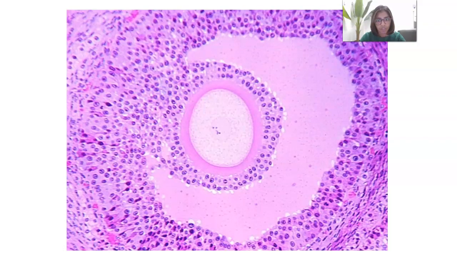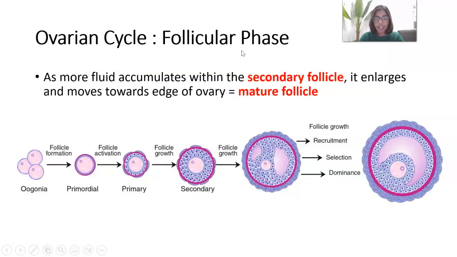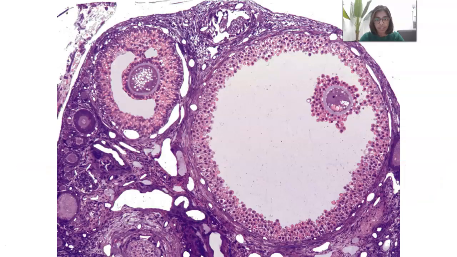Again, just another image to show you the same thing. So you should be able to recognize oocyte, follicular cells, and follicular fluid. Now, as more fluid accumulates within the secondary follicle, it will enlarge and it will push that secondary oocyte towards the edge of the ovary. And once this is into this state, we have a mature follicle. And you can see that here. So again, lots of follicular fluid, our oocyte is being pushed to the outer wall.